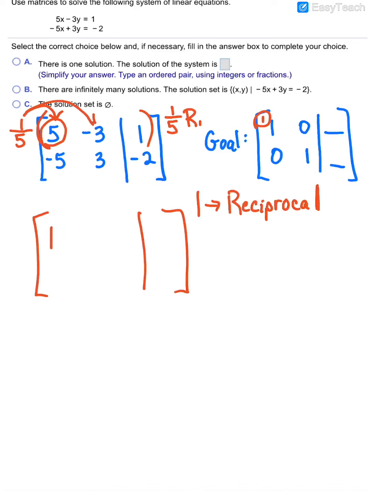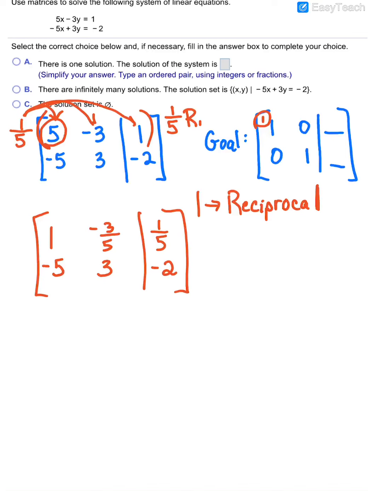So 1/5 times 5 would give me the 1 I needed. 1/5 times -3 would be -3/5. And 1/5 times 1 would be a positive 1/5. Now row 2, I'm just going to simply bring down. It's not changing at this point, so put it into your new matrix.